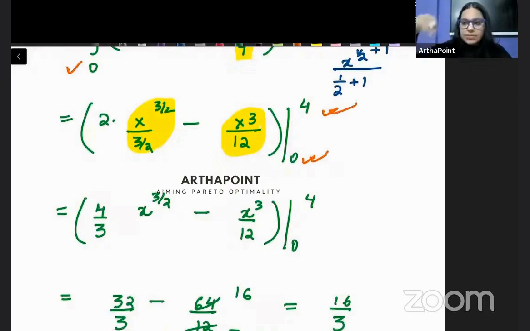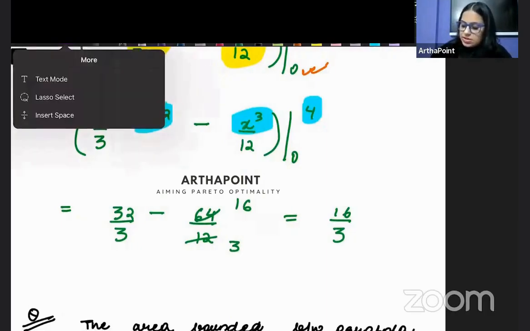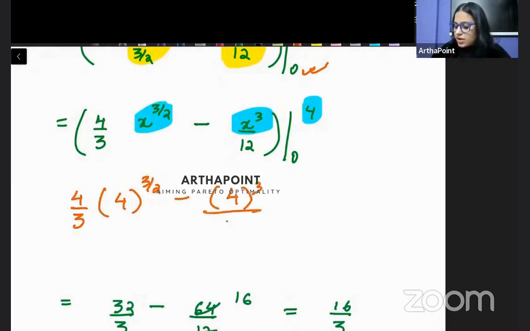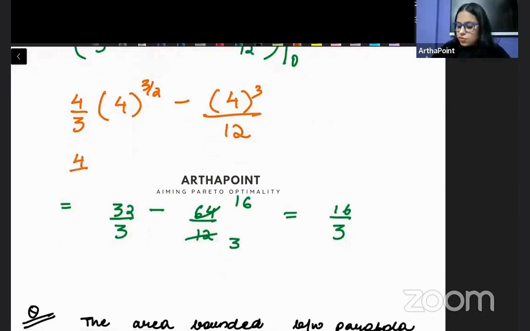क्या करते हैं, you put the upper limit minus the lower limit. So you will go ahead and put 4 first everywhere, minus 0. 0 का तो कुछ होगा नहीं. So therefore, what will happen in this case is that once you plug in the value, you will get 4 to the power 3 by 2 minus 4 cube by 12. So this is going to be 4 to the power 3 by 2 into 2 cube minus 4 cube by 12. So when you will solve this, you will get 16 by 3. Clear हुआ ये बात? Area between the curve.